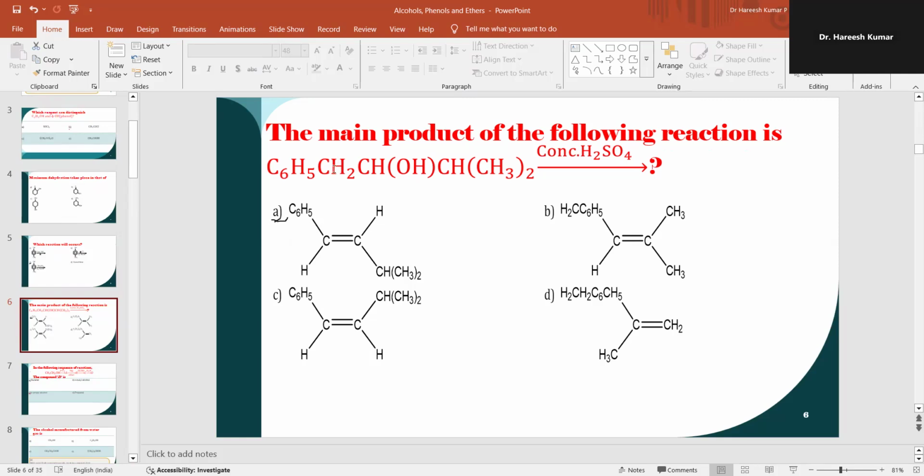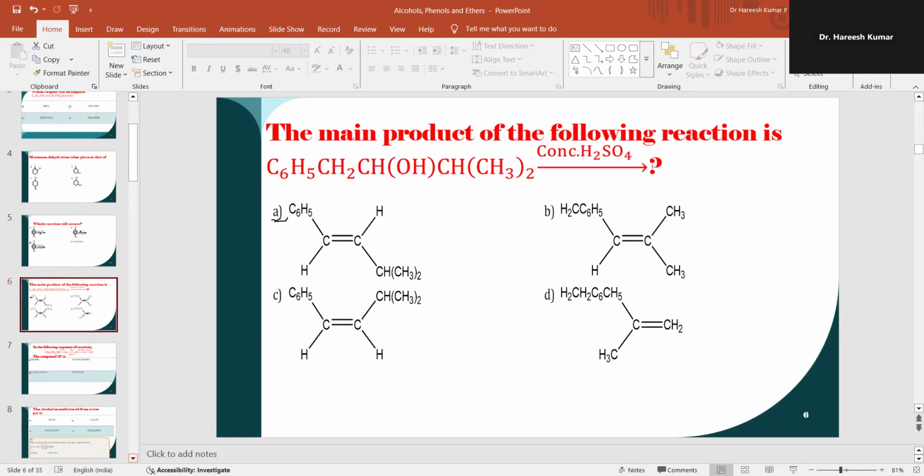Because benzylic protons are acidic in nature, they are easily removed, dehydrated, forming an alkene, and the obtained alkene is the trans one. Why? Because thermodynamically trans ones are more stable. This option is ruled out because removal of the proton on this carbon is difficult. Similarly, in this option, removal of the proton on this carbon is difficult because they are less acidic compared to the benzylic one. That's the reason option A is the correct answer.